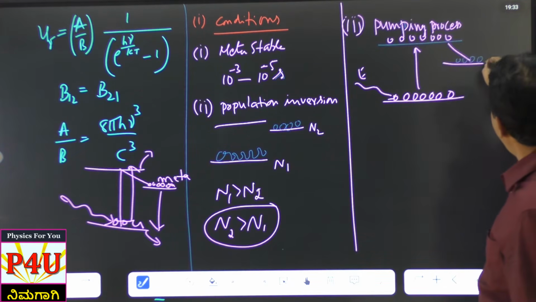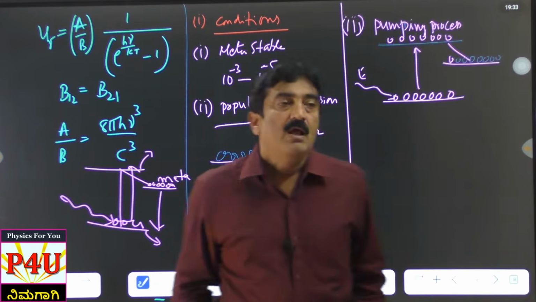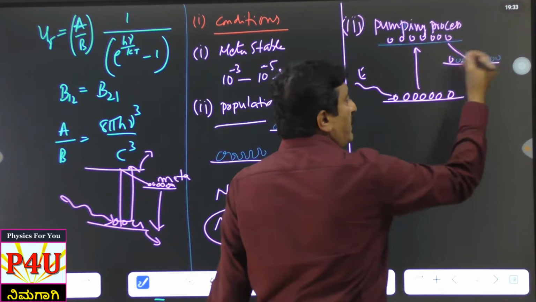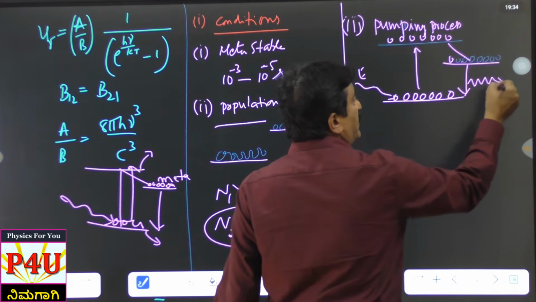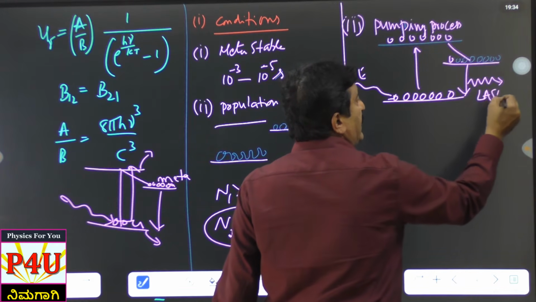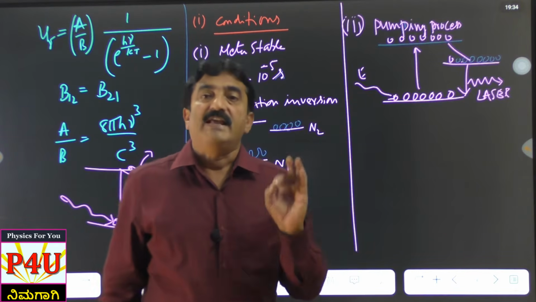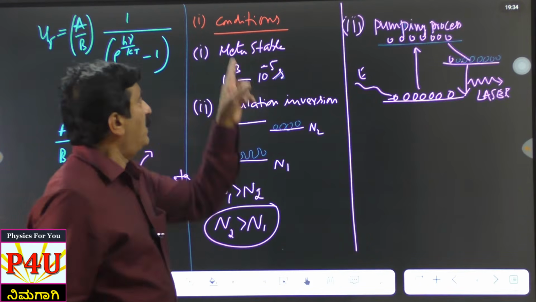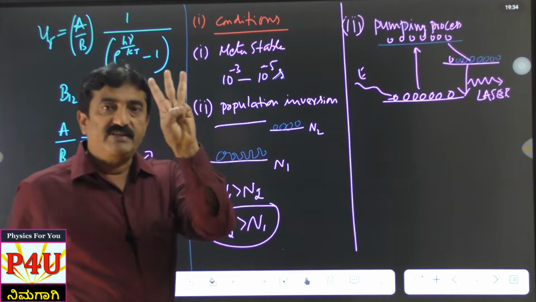Immediately they will come, and here atoms or molecules or electrons will stay for a while. Once population increases to the maximum extent, they will jump down by means of stimulated emission. Thereby I get laser. So this is the brief explanation of lasing action. So, to repeat, for achieving lasing action, to get the laser, we need to satisfy three conditions.